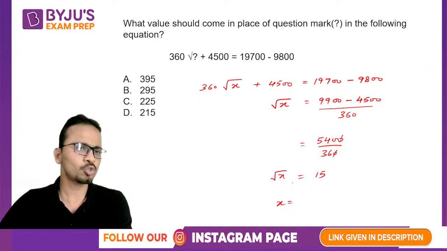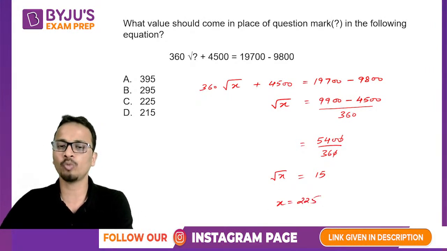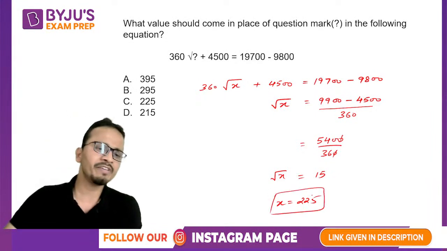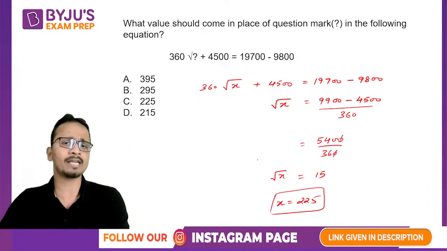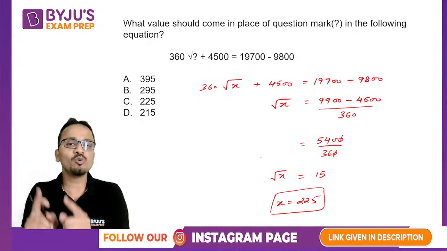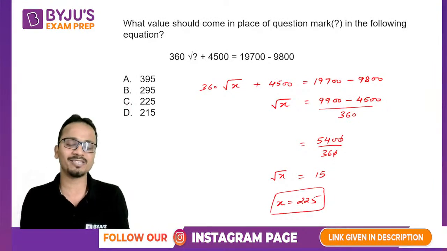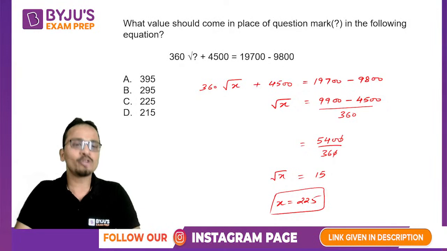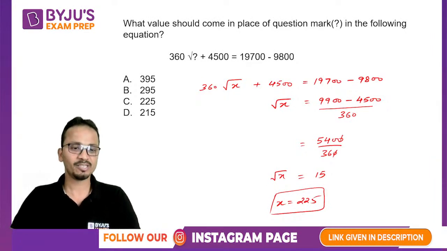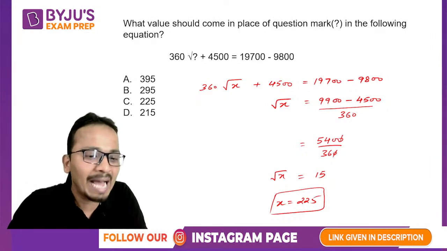So the value of x, squaring both sides, will be 225. So yes, those who have given the answer as 225, they all are correct. But those who have used this method to solve this question, I'm afraid you have not used the most efficient method. Yes, Gaurav, you are absolutely correct.